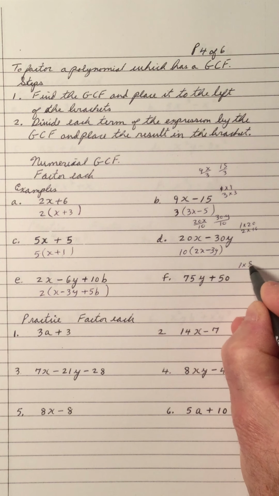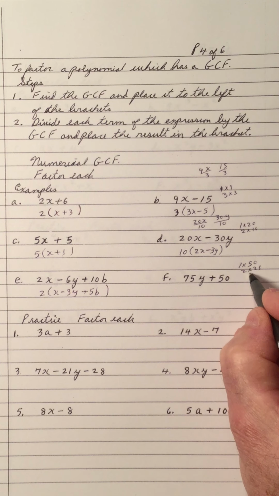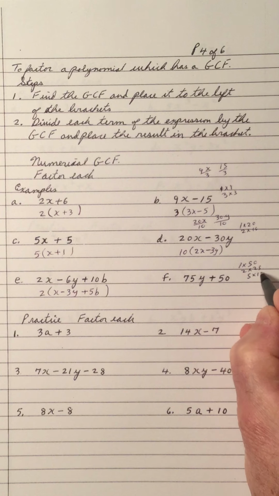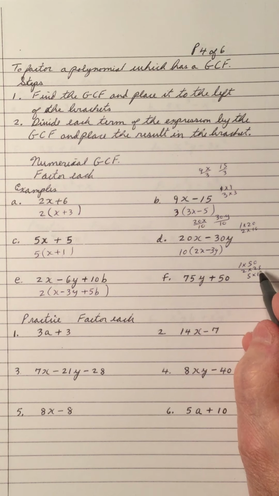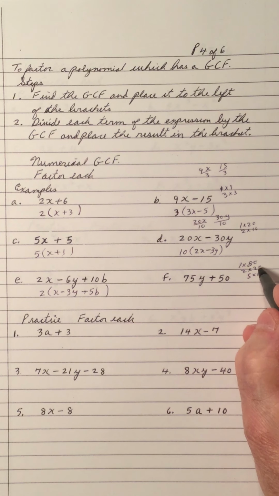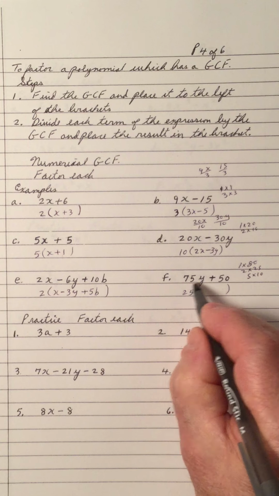GCF of 75 and 50. 50 is 1 times 50. 2 times 25. 25 has a 2, so it's a 5 times 10. And 50 is not a factor. 25 is a factor of both of them. Right, 50 is not, but 25 is.